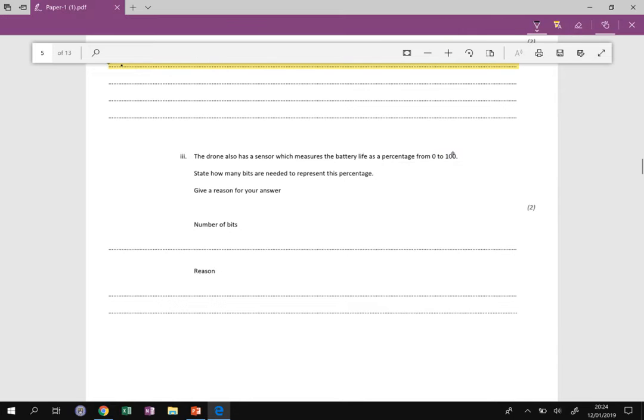So our answer is 7 bits because 2 to the power 7 is 128, would get you the mark. Or you could say 2 to the power 6 is too small, so 64. Or you could say the biggest number that you could store with 6 bits is 63, or the biggest number that you can store with 7 bits is 127.